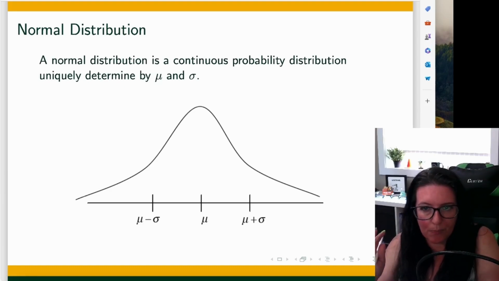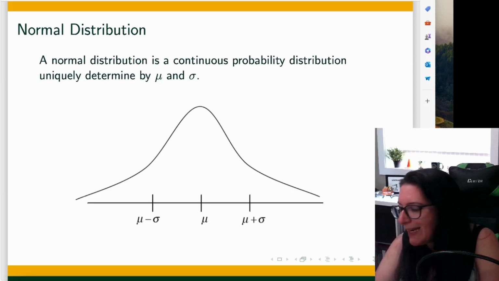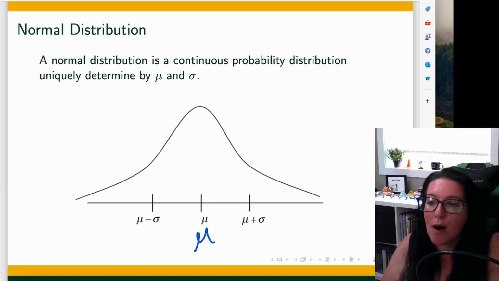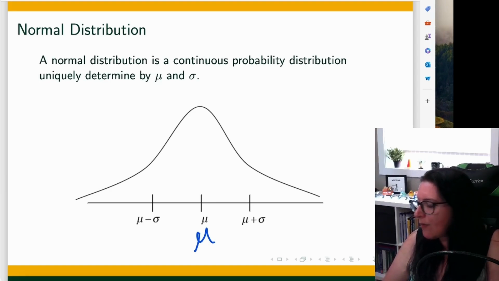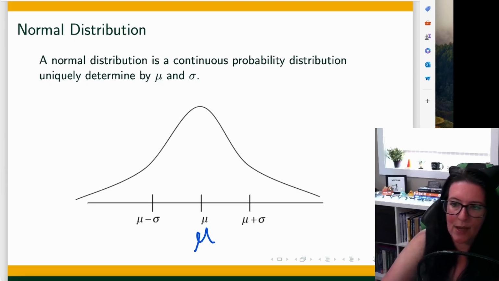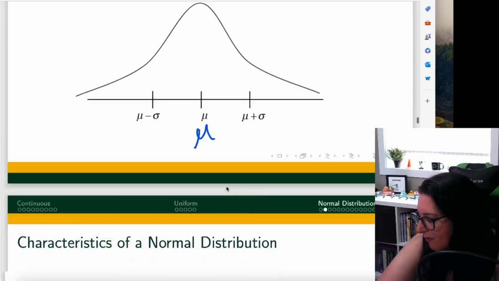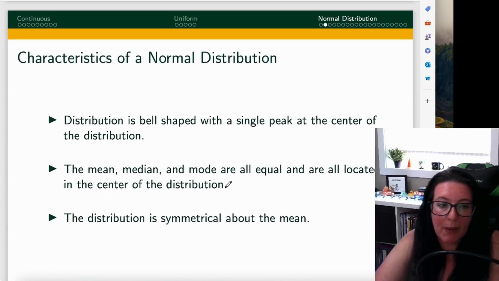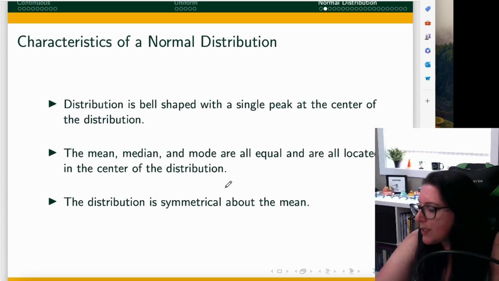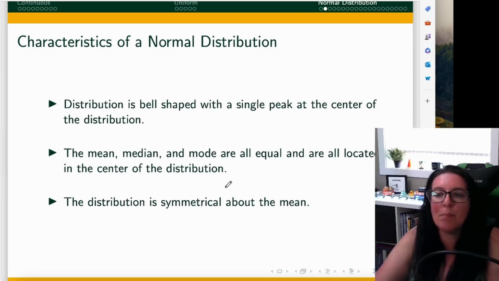So we have our probability distribution function, our PDF, that looks like this, where it is centered around mu, which is our expected value, our mean, and we have our standard deviation, sigma, where the majority of the data is within one standard deviation of that expected value. So the distribution is bell-shaped with a single peak at the center of the distribution. A normal distribution has the mean, the median, and the mode all being equal.